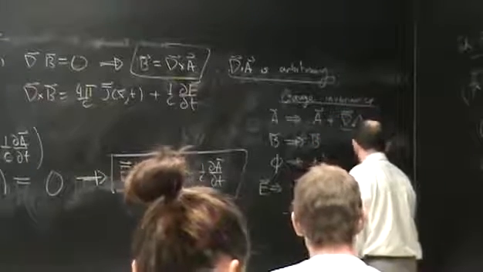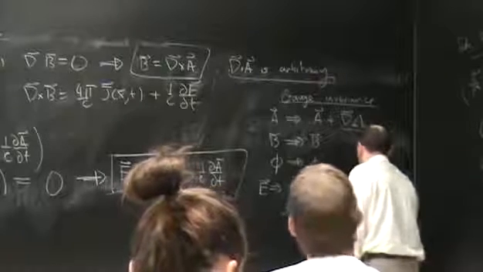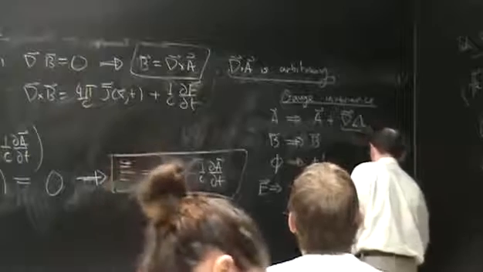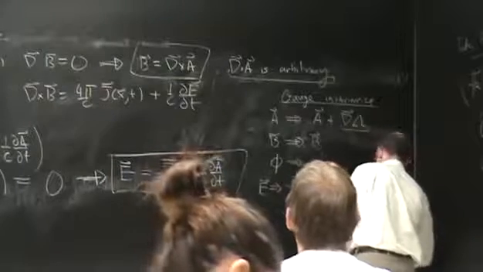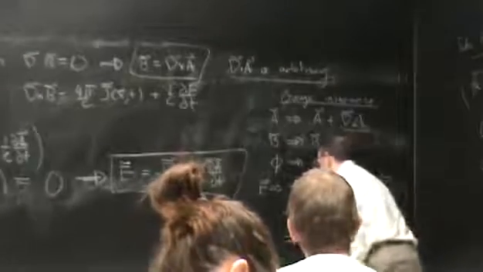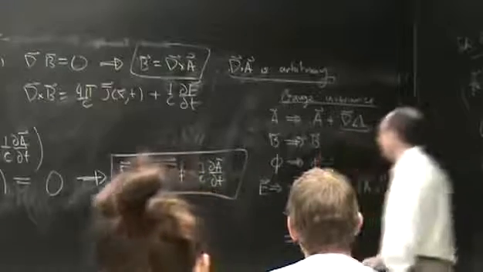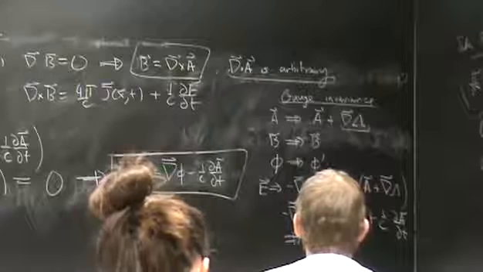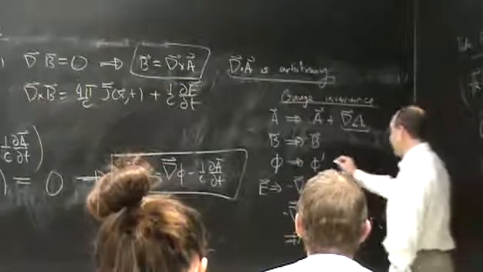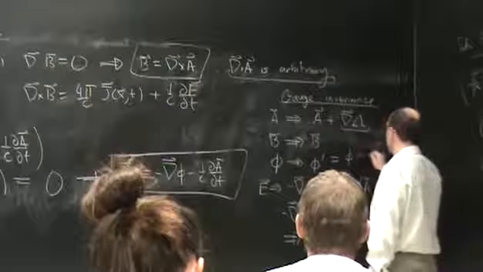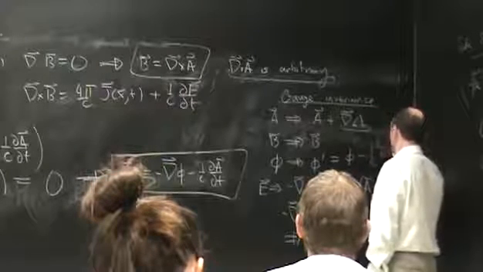plus 1 over c d lambda dt plus 1 over c. So in order for E to go back to itself, which it must, because the physical forces depend on E and B, and a gauge transformation cannot change that, then we must have that phi prime equals phi minus 1 over c d lambda dt.